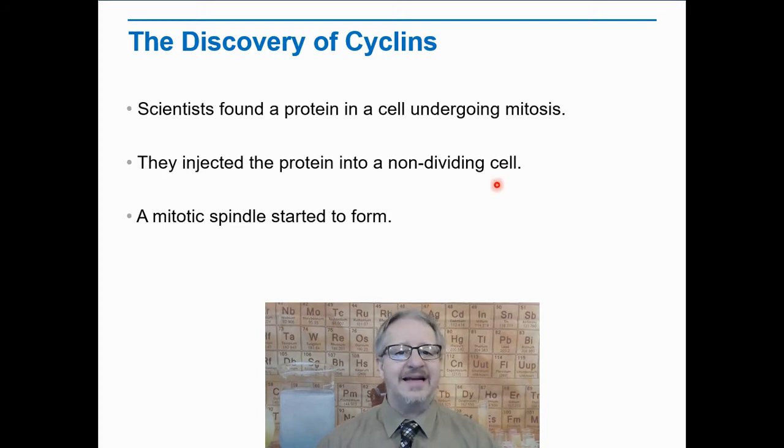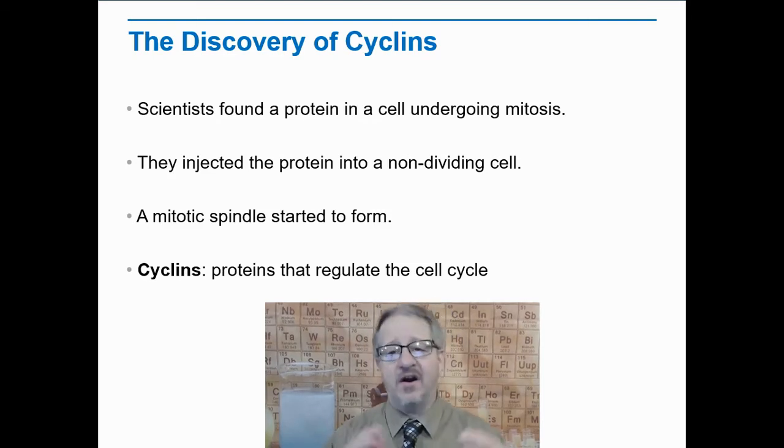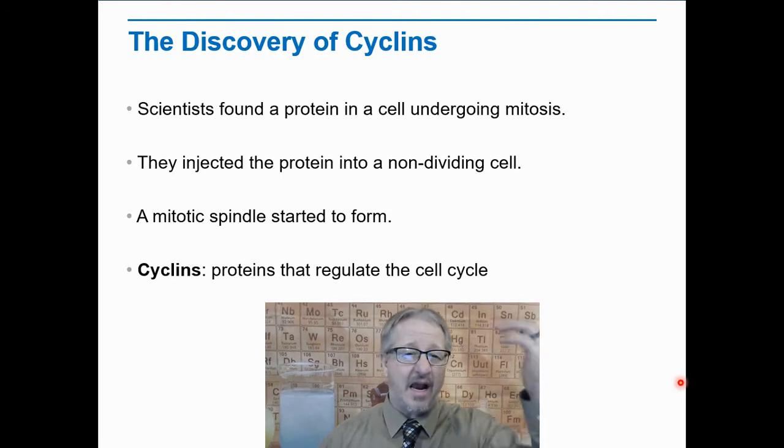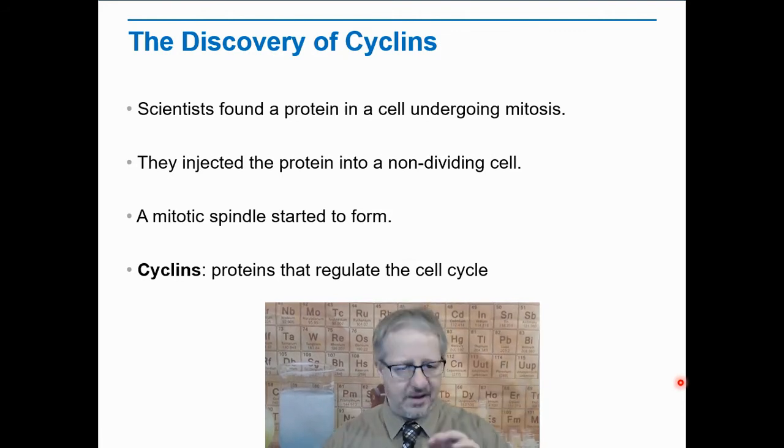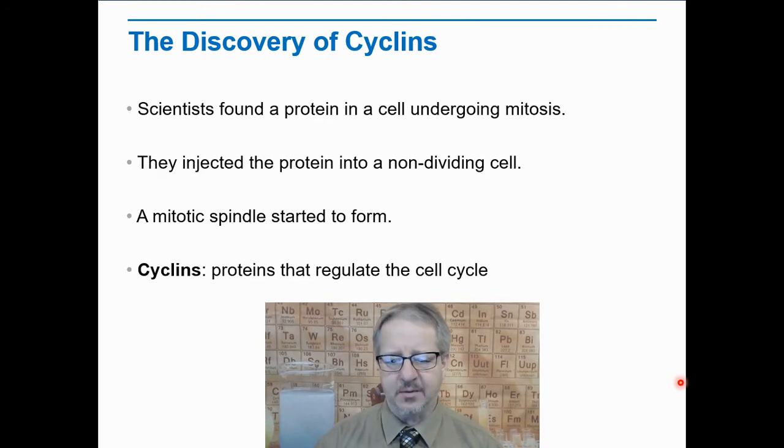Scientists found a protein in a cell that was undergoing mitosis, and it was a protein that they didn't find in non-dividing cells. So they're like, wonder what this protein does. Why is it in this cell that's dividing, but we don't find it in cells that aren't dividing? So they inject it into a non-dividing cell, and lo and behold, that mitotic spindle starts to form. So they named this protein a cyclin, and there are a number of different cyclins that they've found in the time since. But these proteins are what help regulate that cell cycle. So that's that complicated stimulus and response system that I was telling you about.